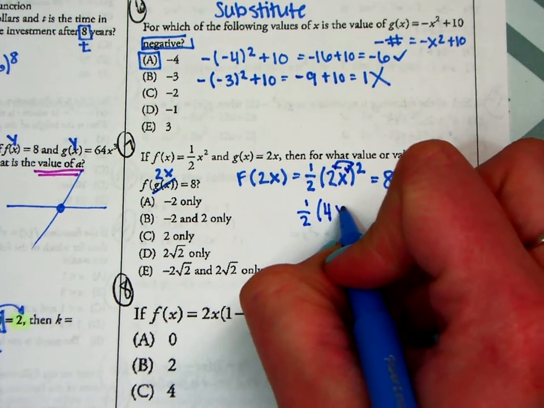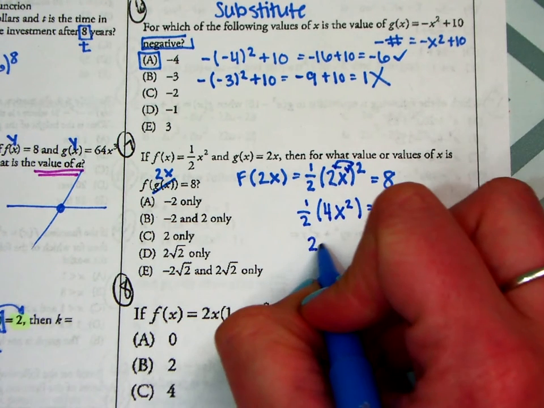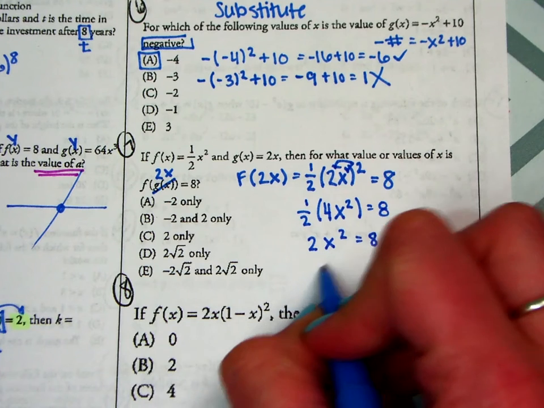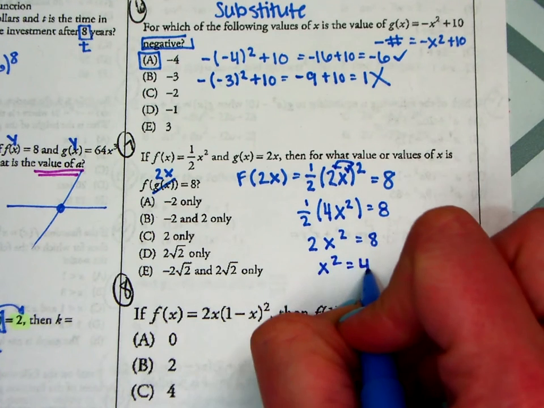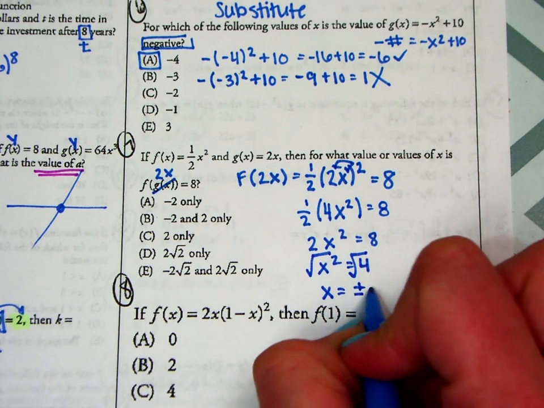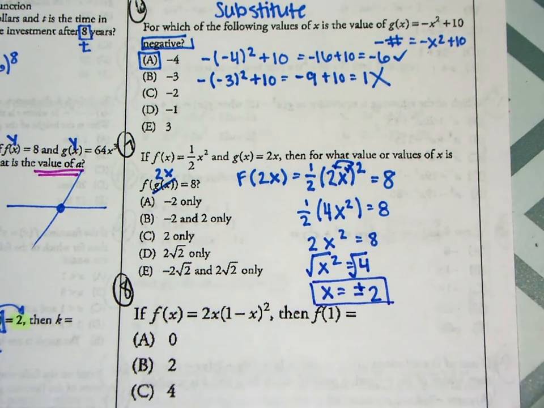So 2 squared is 4, x squared equals 8. Half of 4 is 2, so this now becomes 2x squared equals 8. I'll divide by 2 to get 4. And then to simplify, I will square root to get positive or negative 2. Now, you can always check your answers by plugging them in.